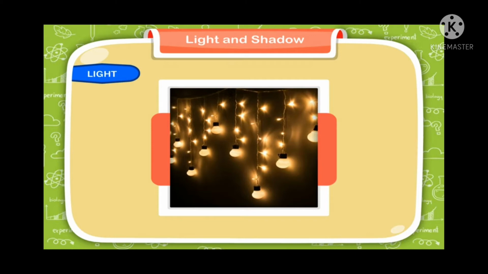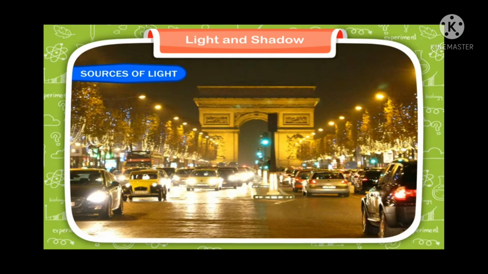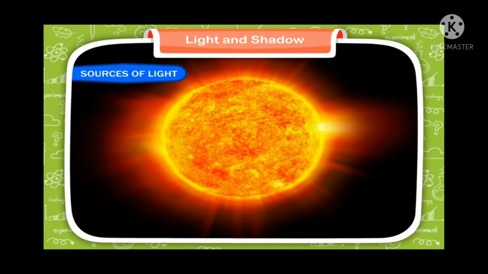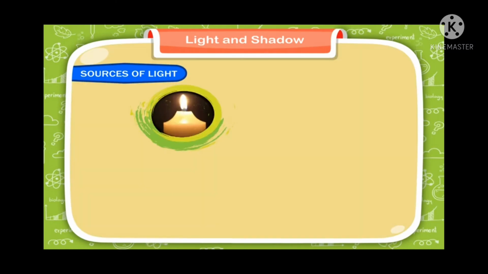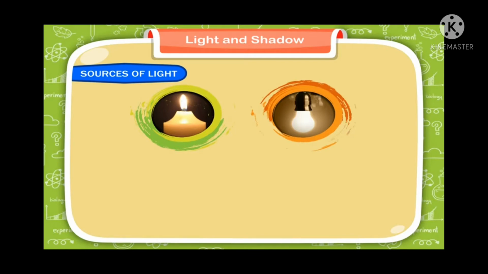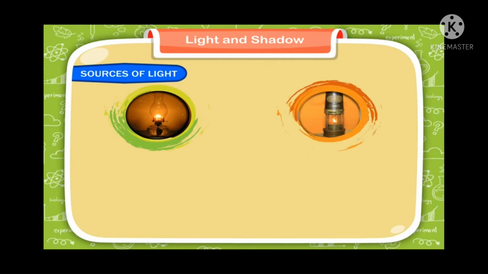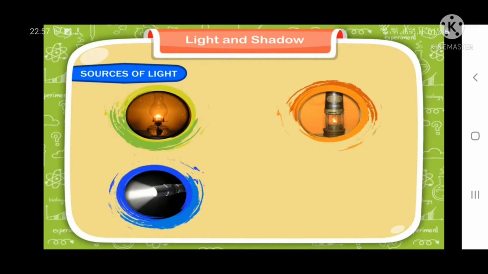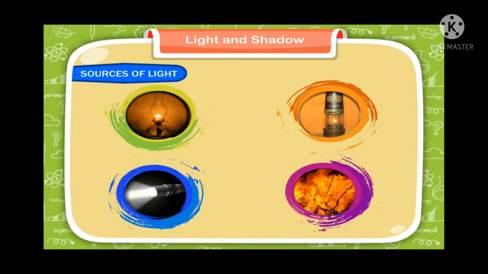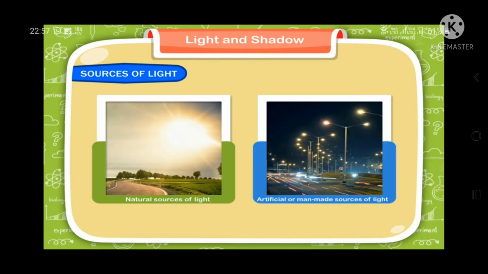Now, sources of light. An object that gives us light is called a source of light. The sun is the main source of light for our planet. The burning candle, electric bulb, tube light, gas light, oil lamp, safety lamp, torch light, fire, and flame are all sources of light. There are two sources of light: natural sources of light and artificial or man-made sources of light.